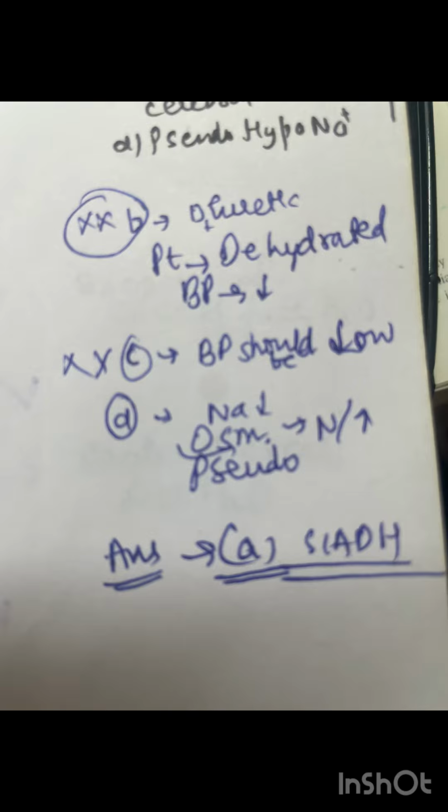So diuretic, like option B, option C, why not? Because BP should be low. And in the case of option D, that is pseudo hyponatremia, the osmolarity will be normal or increased, but here osmolarity is 255, that is less. So the answer will be SIADH.